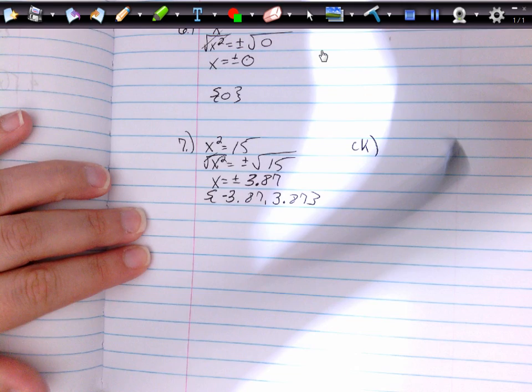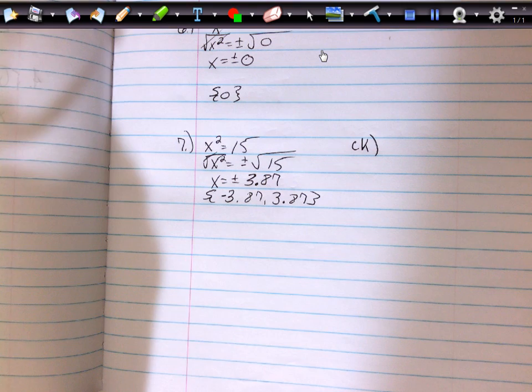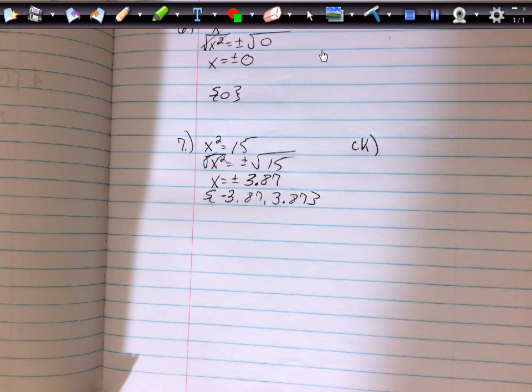I'm going to come over here. I want to show you the check because anytime we have to round like that, our check's not going to be exact.